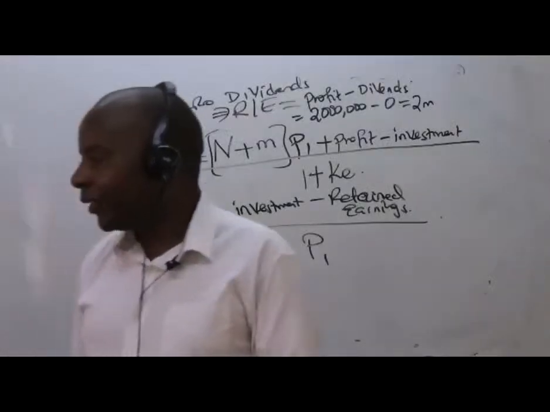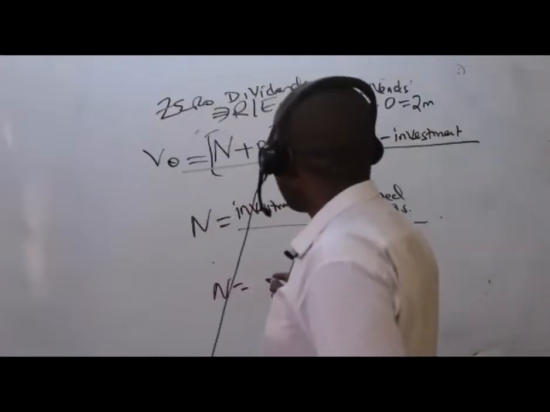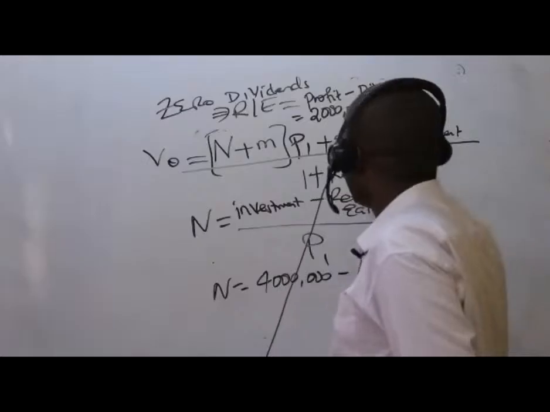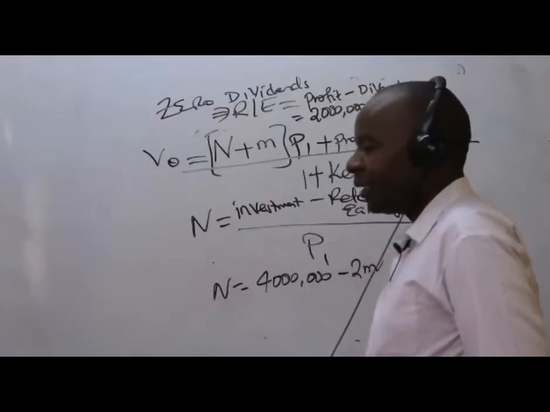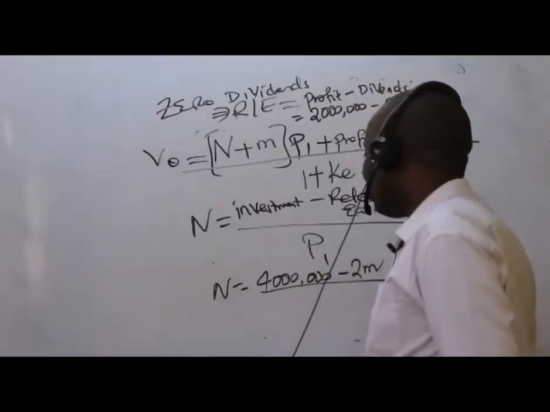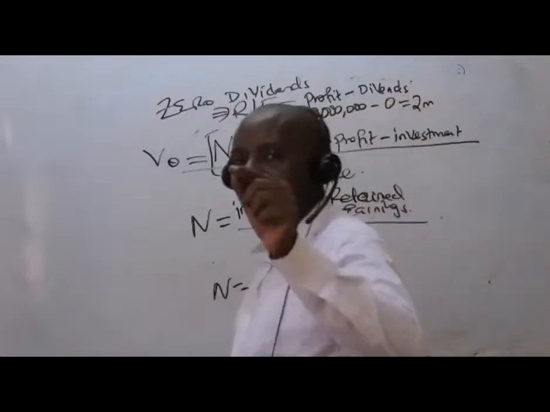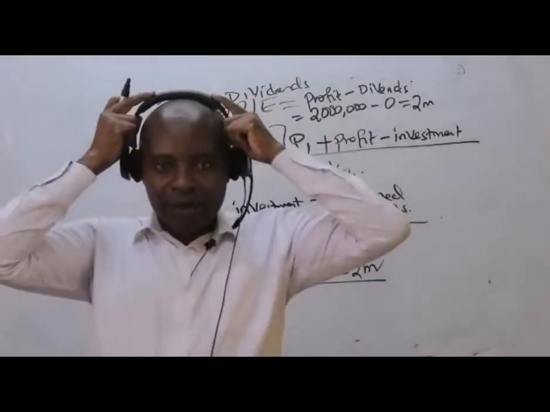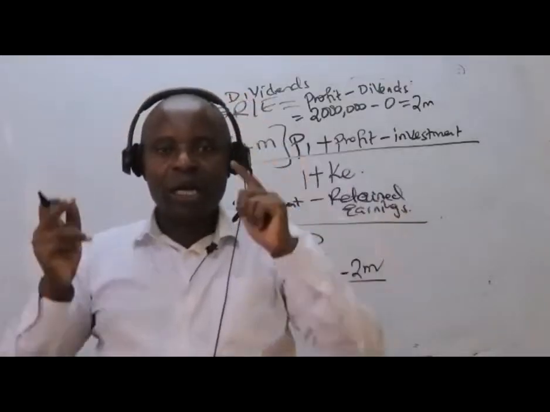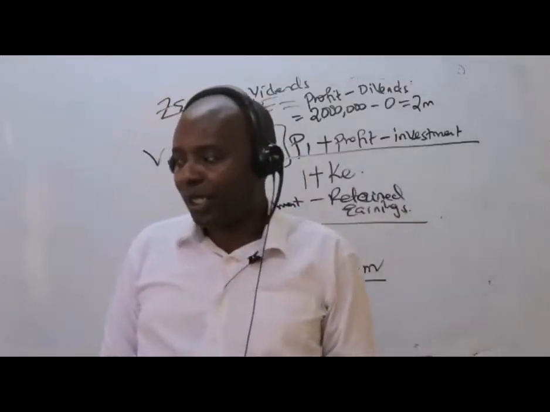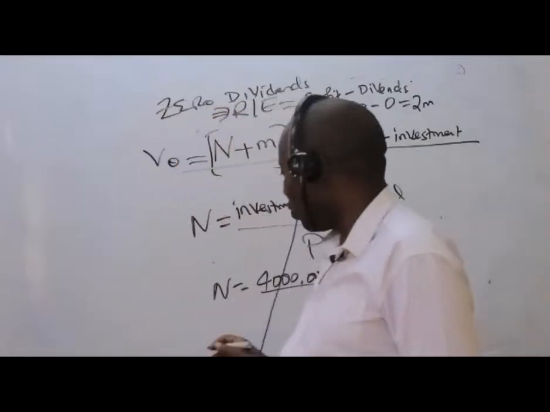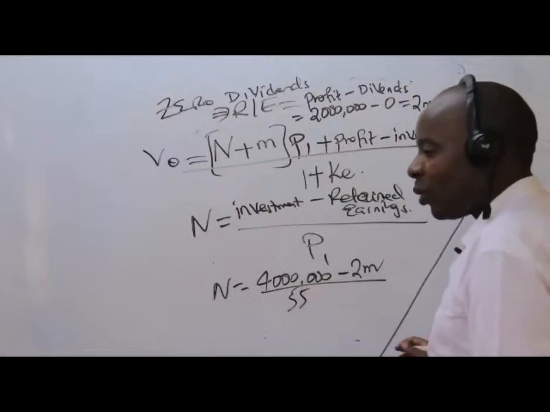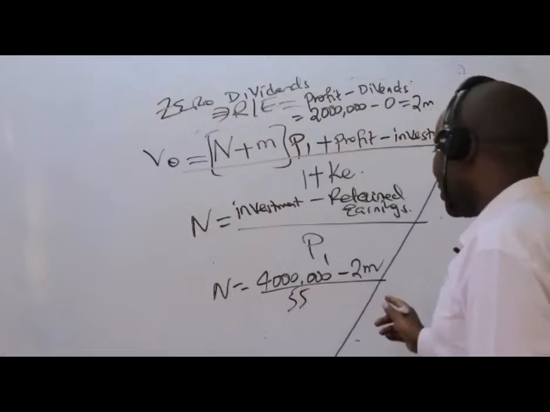I like it that way. So the new investment we have here is 4 million. Retained earnings, we have 2 million, all over P1. For the zero dividends policy, could you kindly remind us what our P1 was? Zero dividends policy P1 was 55. So could you kindly give me an answer here?